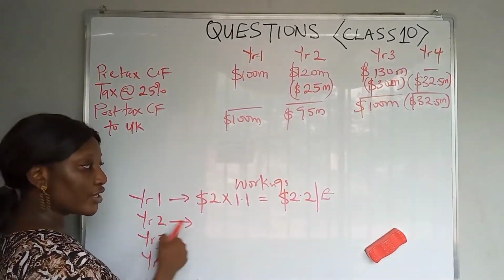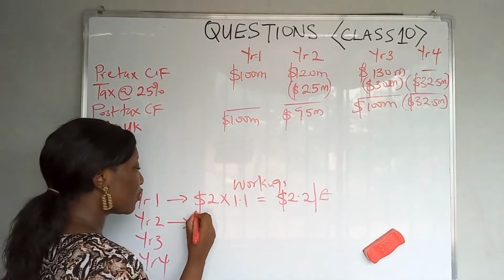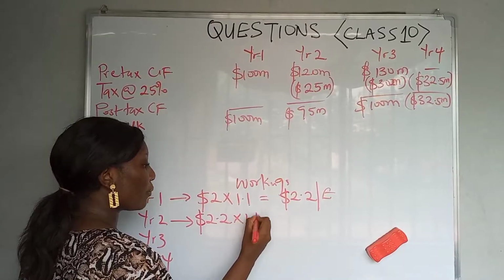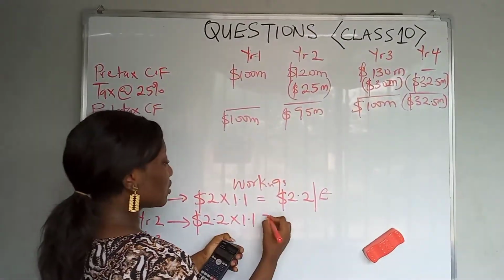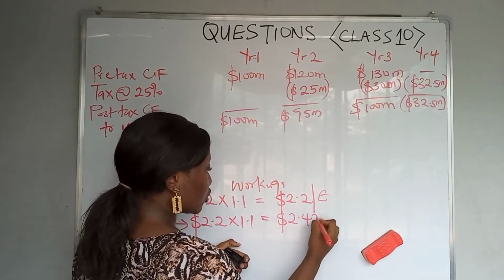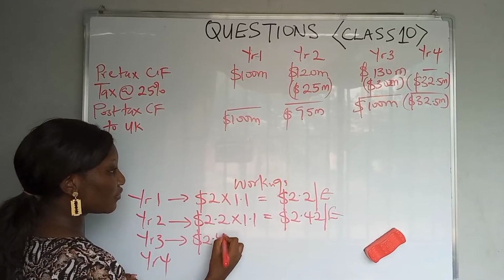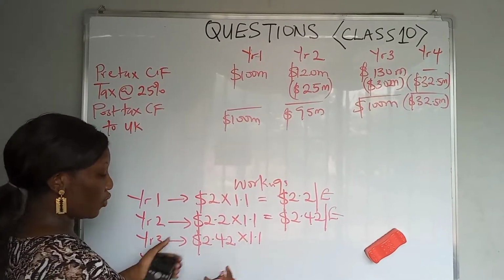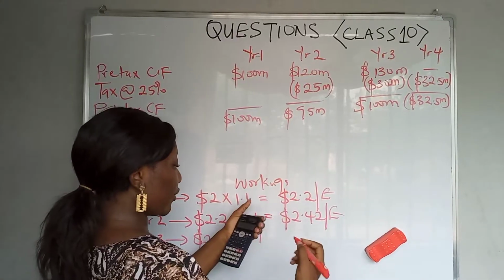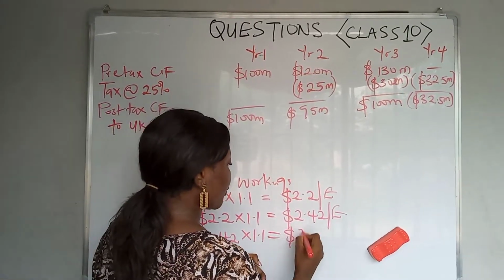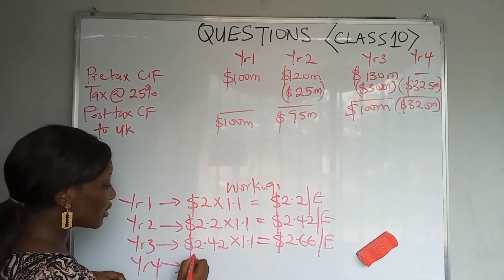By year 2, year 1 will now be the spot at that time, right? It will be $2.2 multiplied by 1.1. Just say it's already in your calculator, times 1.1. That will give you 2.42 to £1, right? By year 3 it will be 2.42 multiplied by 1.1, so times 1.1, and that will give you 2.66 to £1.